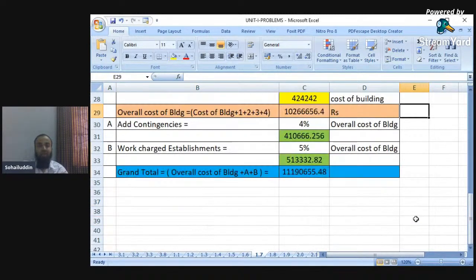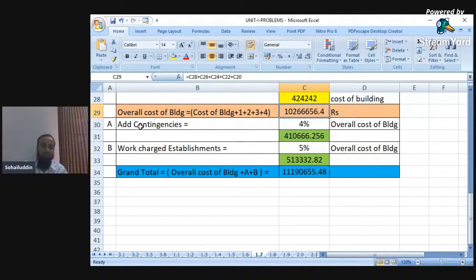And lastly, add contingencies, which is taken on this overall cost. 4% of this overall cost is taken by the contingencies. So it comes to about 410,666.256. Again, 5% has been taken by the work charge establishment. So 5% of this cost is nothing but the amount 51,332.82. Then the grand total is nothing but the overall cost of the building, which we have already calculated, plus the contingencies plus the work charge establishment. In this way, the overall cost of the building is nothing but this amount.